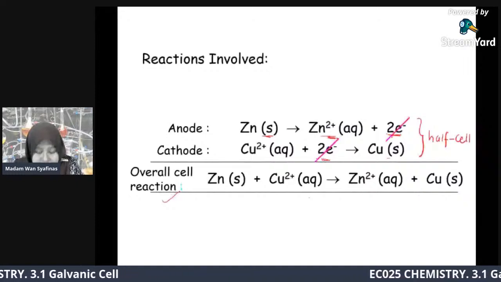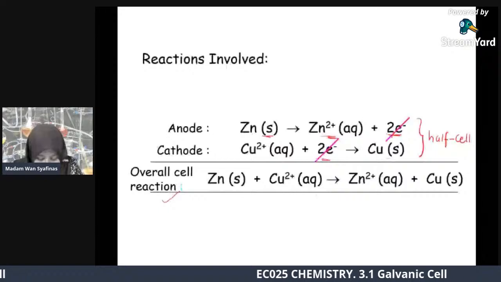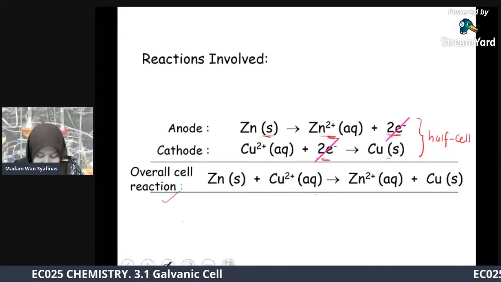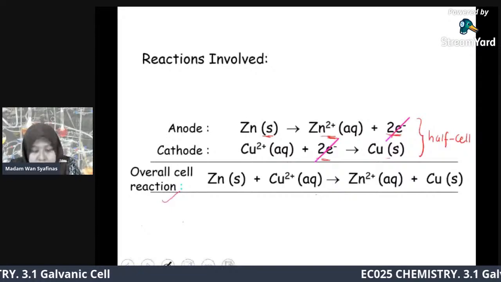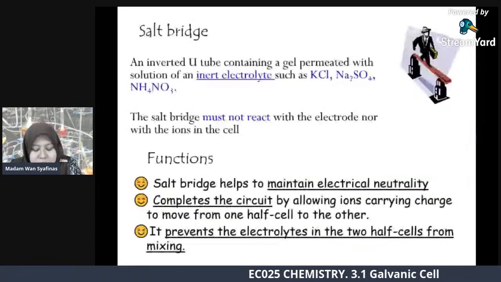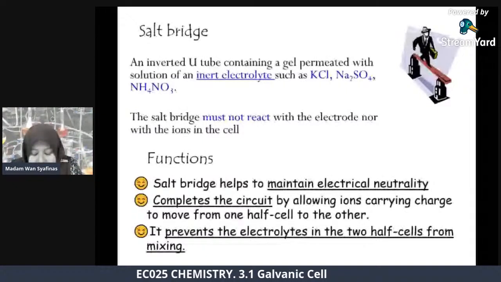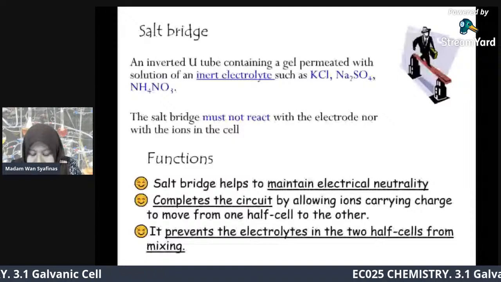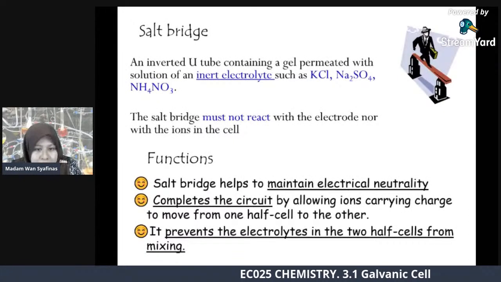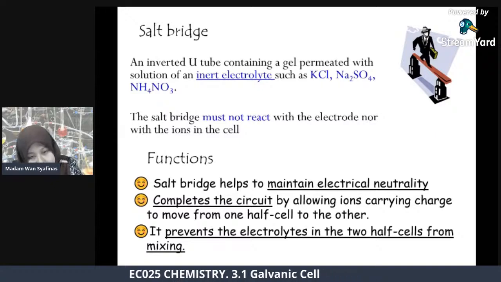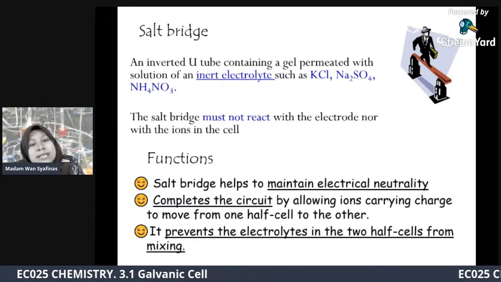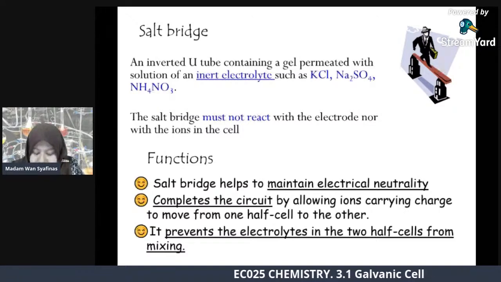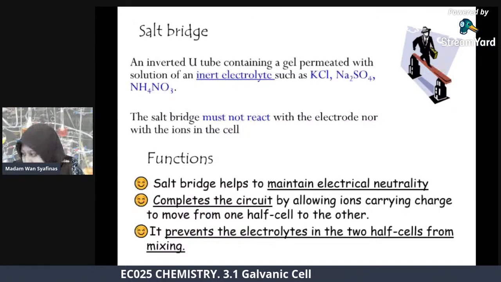Then we proceed to the salt bridge. What is the function of the salt bridge? The salt bridge is an inverted U tube containing a gel permeated with a solution of inert electrolytes such as potassium chloride, sodium sulfate, or ammonium nitrate. The salt bridge must not react with the electrodes nor with the ions in the cell. The first function of the salt bridge is to help maintain electrical neutrality.